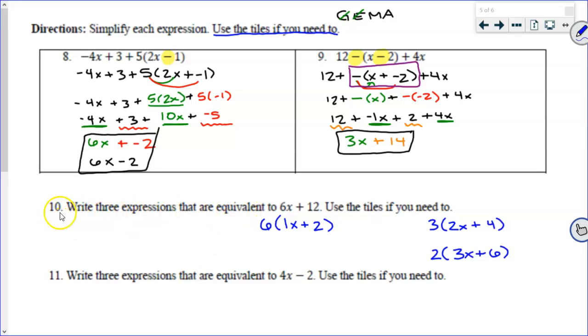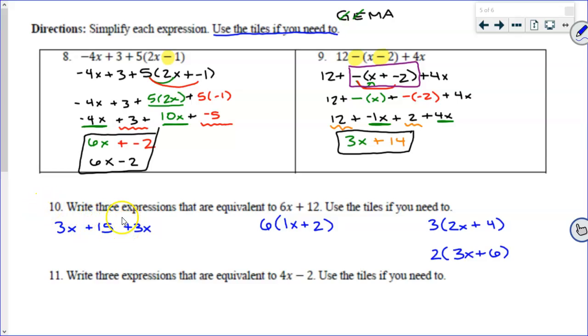What if instead of 6x tiles, I have 3x tiles here? And then instead of 12 tiles, what if I have 15? Well, since I'm trying to get 6x plus 12, how many more x tiles do I need? Well, I already have 3, trying to get to 6x. 3x tiles, Mrs. Proctor. Yes, good job. So eventually when I combine 3x and 3x, it's going to give me a total of 6x tiles.